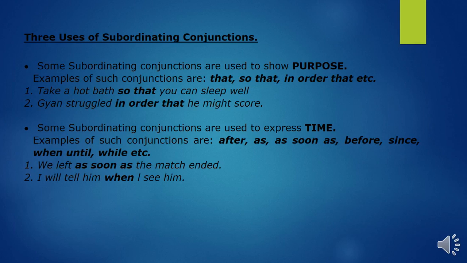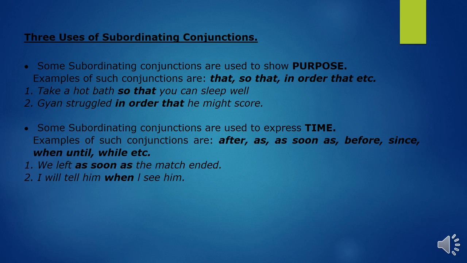Now the second use. Some subordinating conjunctions are used to express time. Examples of such conjunctions are after, as soon as, before, since, when, until, while, and so on. Now example 1. We left as soon as the match ended.